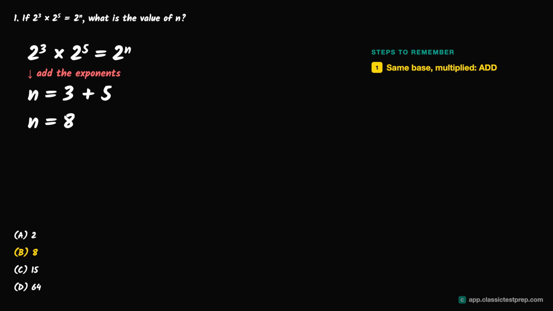Watch out for the trap of 15 here, which is hoping that you'll multiply the exponents. And multiplying is the wrong move. It's the wrong rule or situation. So again, we want answer choice B.